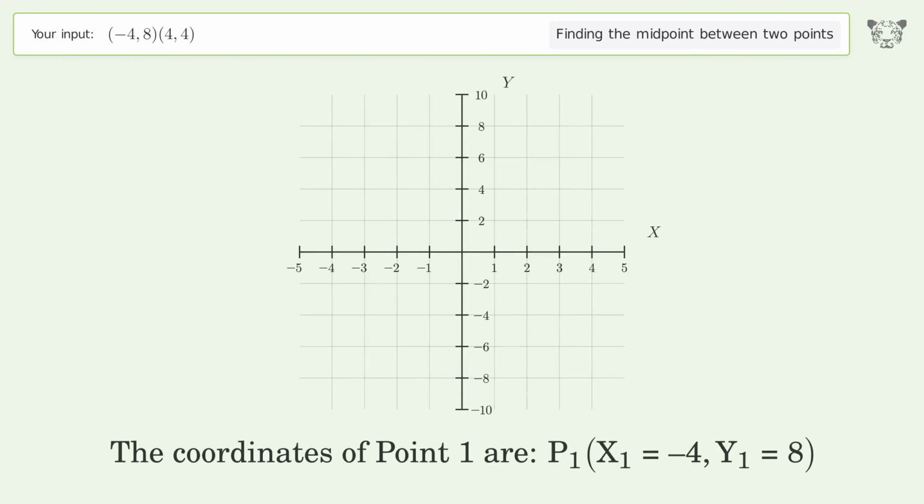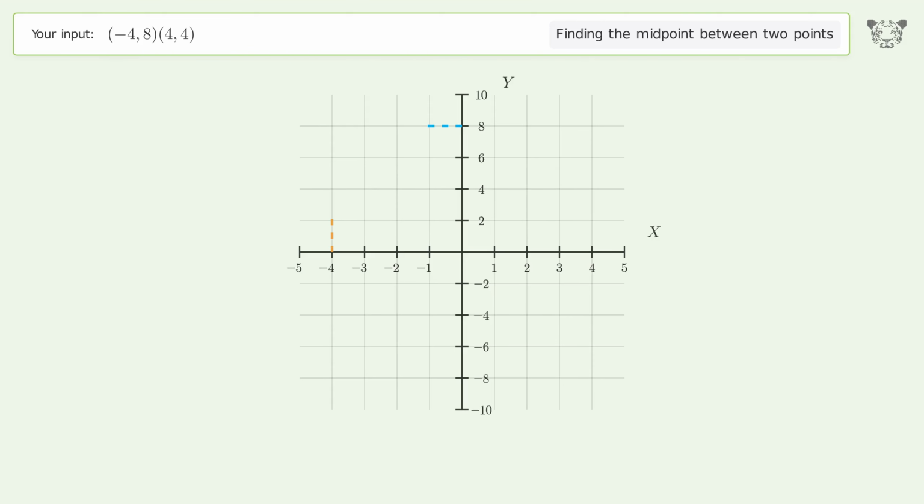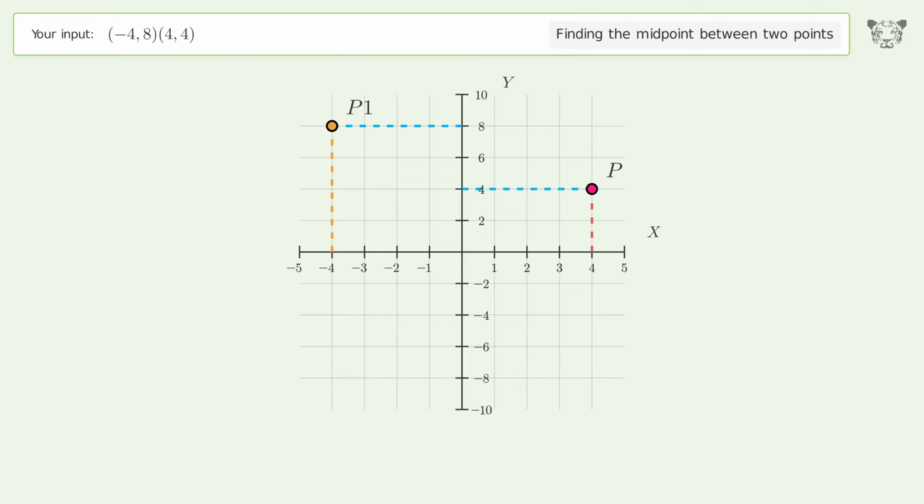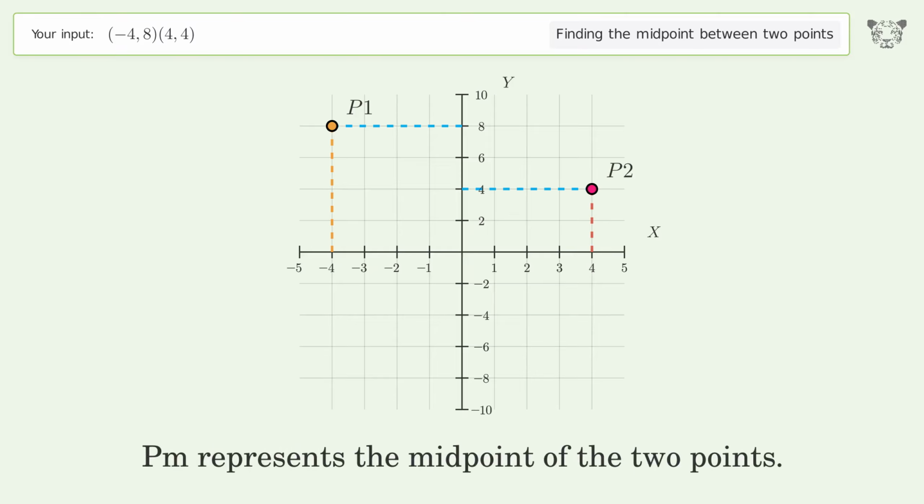The coordinates of point 1 are x1 equals -4, y1 equals 8. The coordinates of point 2 are x2 equals 4, y2 equals 4. PM represents the midpoint of the 2 points.